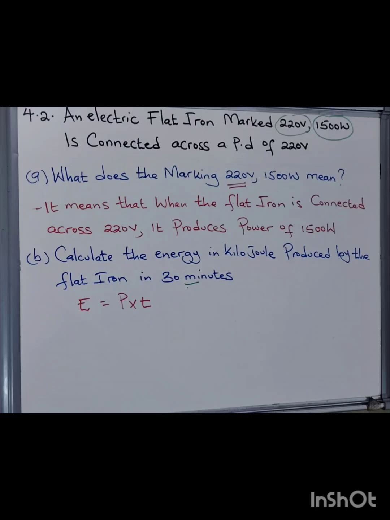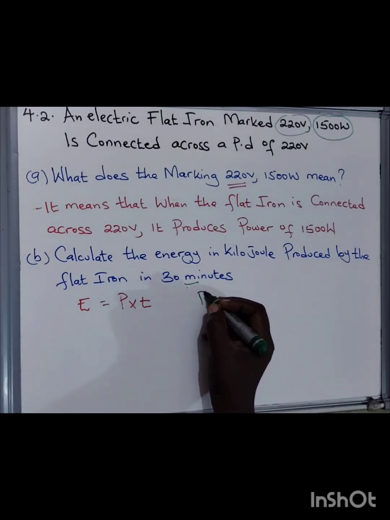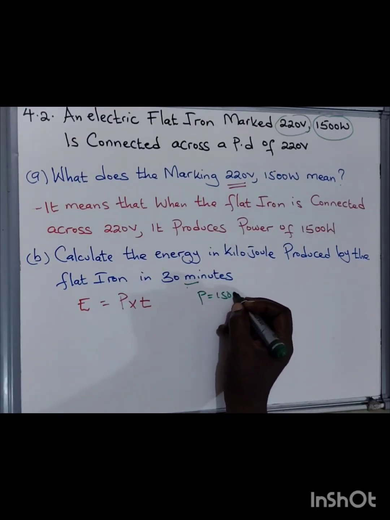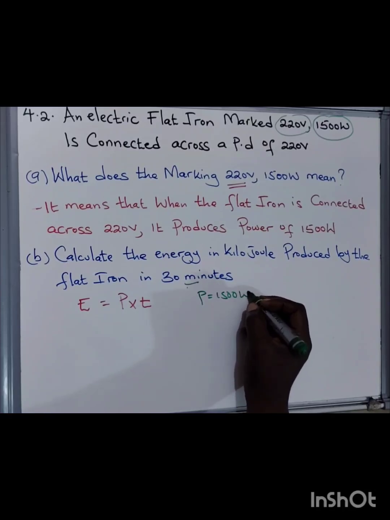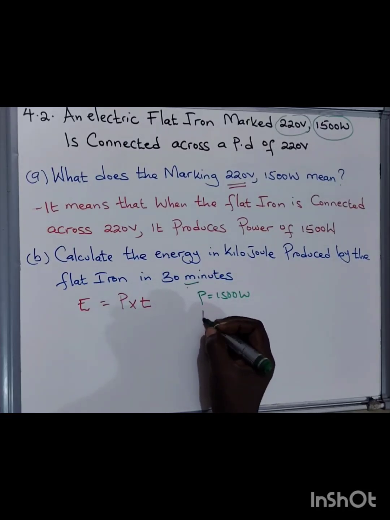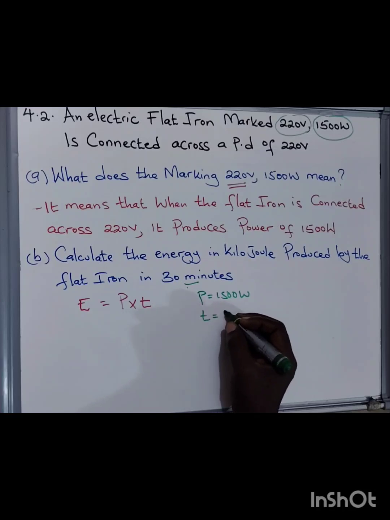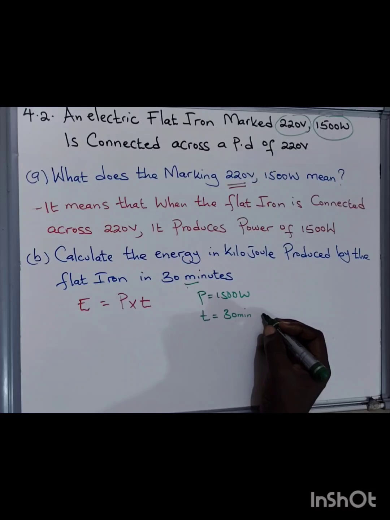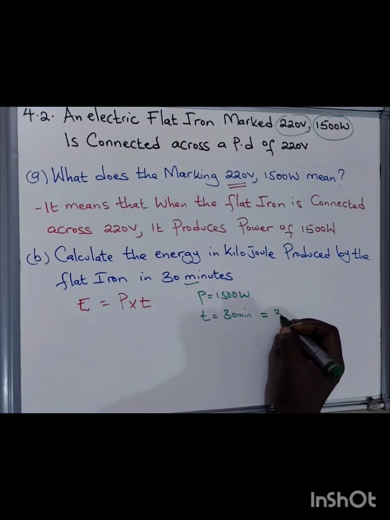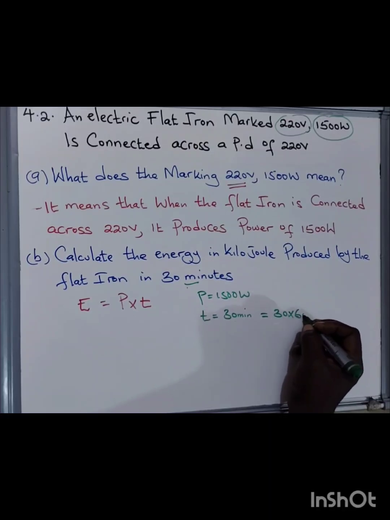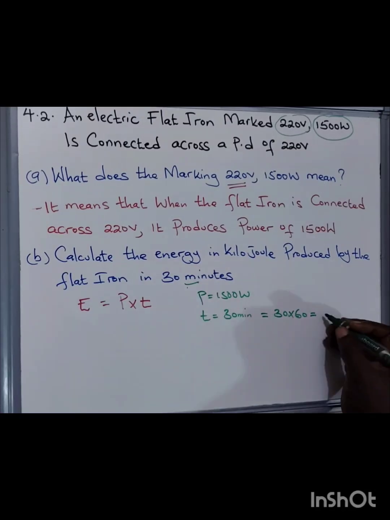Okay, let's check. We know that power is 1500 watts. Okay, and we know time as 30 minutes. But you have to know that our SI unit for time is supposed to be seconds. So we say 30 times 60 to convert it to seconds, giving us 1800 seconds.